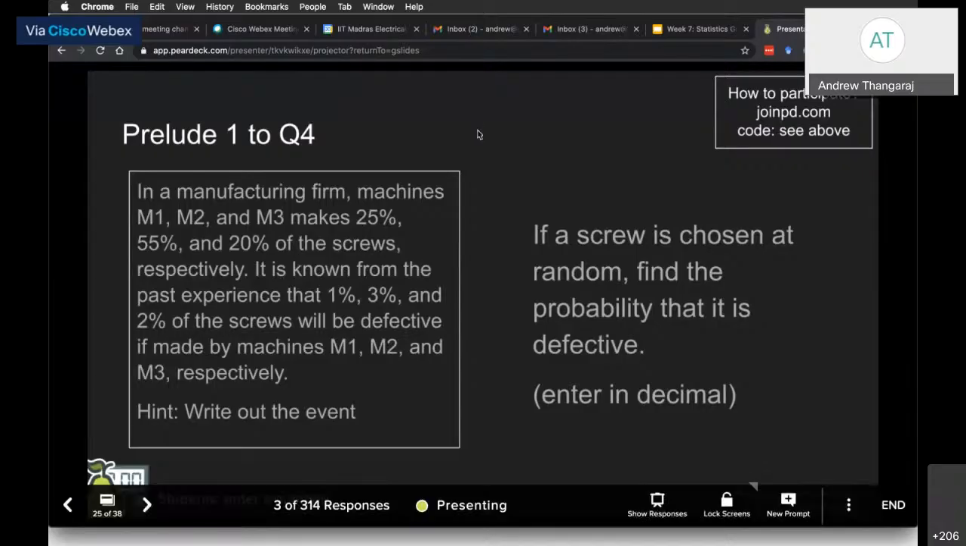So, by the way, don't get confused by the way the English is worded. I mean, people say it is known from past experience, 1%, 3%. So how do you read these things? What is the meaning of this?